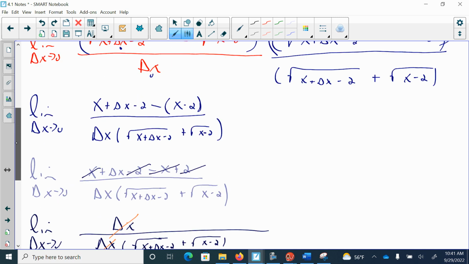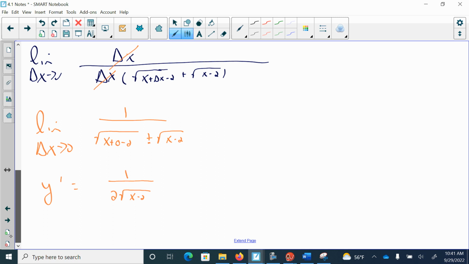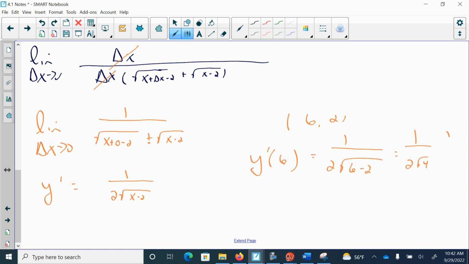Well, I'm not done yet, because I want to use my results to find the equation of the tangent line at the point 6, 2. Bryce, okay, thank you. I'm going to finish this one though. I'm going to go really fast. So we're doing the point 6, 2. Now I have to find the derivative at 6 because I'm substituting the x value, right? I have to put 6 into this formula here. So 1 over 2 times the square root of 6 minus 2. So 1 over 2 times the square root of 4, yeah? So 1 over 2 times 2, so 1 fourth. So that is my slope of my tangent line, 1 fourth.